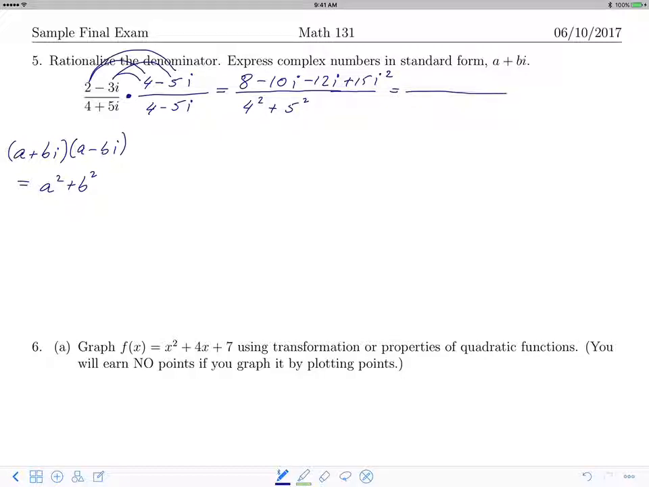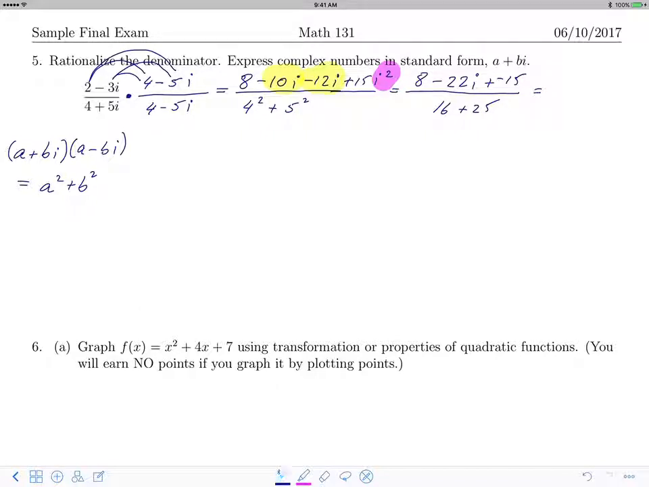Now, combining like terms, the complex terms, negative 10i and negative 12i, those two combine to give minus 22i. And then plus, remember we can replace the i squared with negative 1, so we would get minus 15 here. The denominator is 16 plus 25.